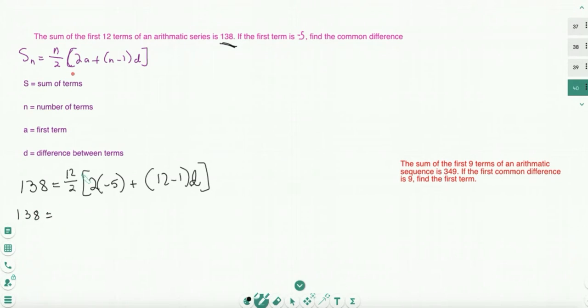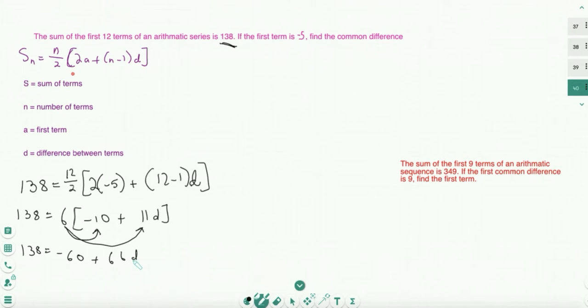138 is equal to 12 divided by 2, which is 6, times 2 times negative 5, which is negative 10, plus 12 minus 1, which is 11D. So 138 equals, I'm going to expand the brackets: 6 times negative 10 and 6 times 11D. 6 times negative 10 is negative 60. 6 times 11D is 66D. So we're going to try and find D. Let's get D by itself.